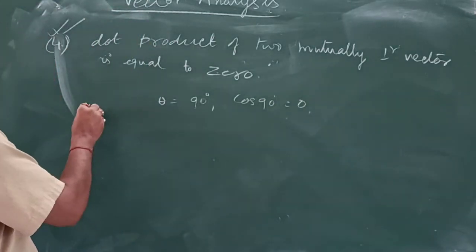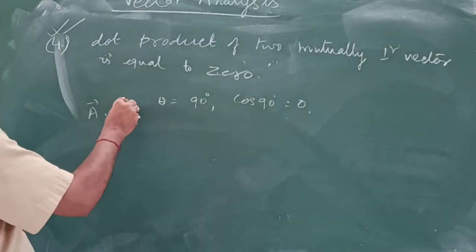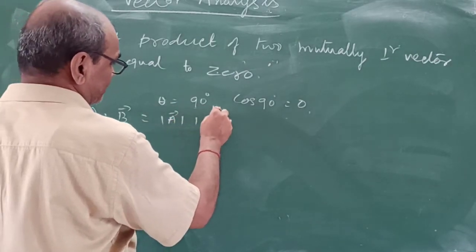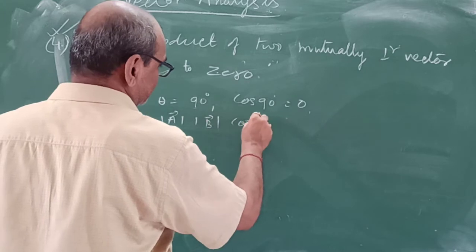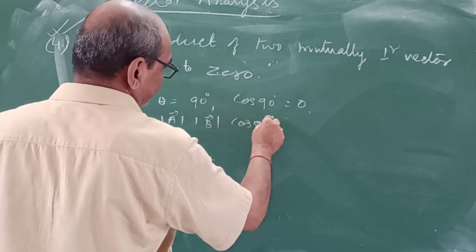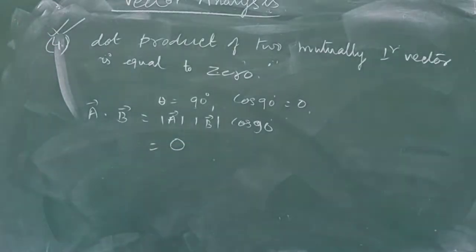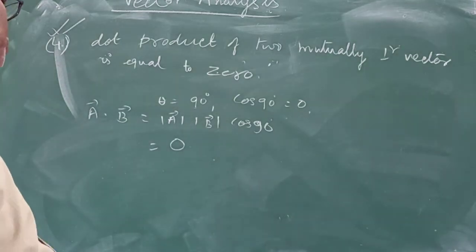Therefore, A dot B is equal to mod of A, mod of B into cos 90 degrees. Cos 90 is equal to 0, so A dot B is equal to 0. Modulus of A into modulus of B into 0 is equal to 0.